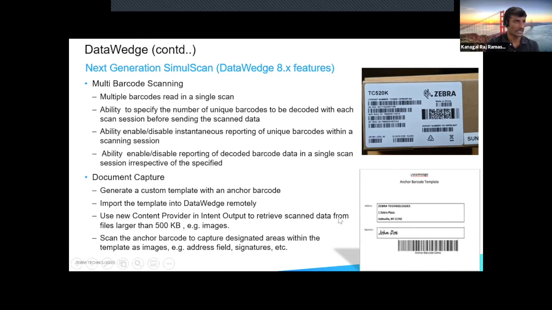If the size of the data is bigger than 500 KB, like images and all, the data will be sent through the content provider. So what you do is scan the anchor barcode to capture the designated areas within the template as images, such as address fields, signatures, etc., and get it to your application.